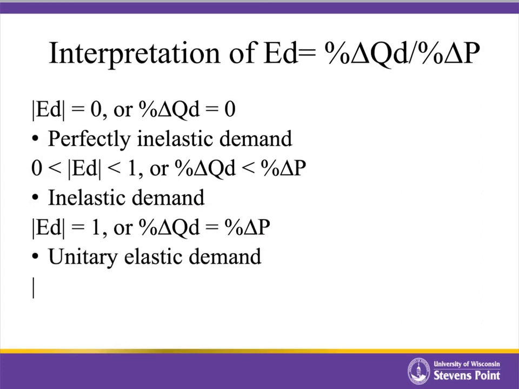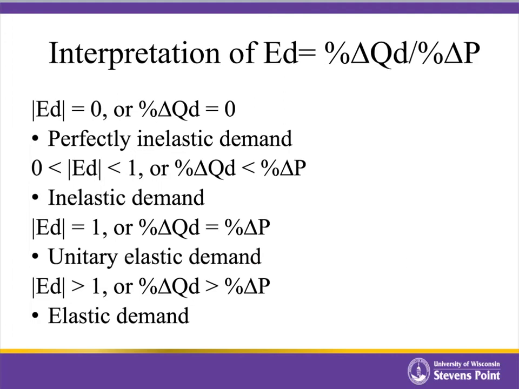If we happen to get a measurement that's exactly equal to 1 in absolute value, that would simply imply that these two values are the same. And there's nothing really special about that, but it's sort of the dividing line between what we call inelastic and what we call elastic. So if we happen to get a measurement exactly equal to 1, we call that unitary elastic demand, or sometimes unit elastic demand.